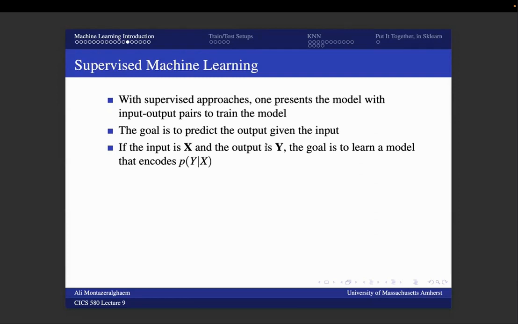So for example, if we know that the output should be dog or cat, given the image, we need to predict a probability distribution over dog and cat. So we need to predict the probability of dog given X and the probability of cat given X. And if the probability of dog is more than the probability of cat, we can say that the model predicts that this image is a dog.